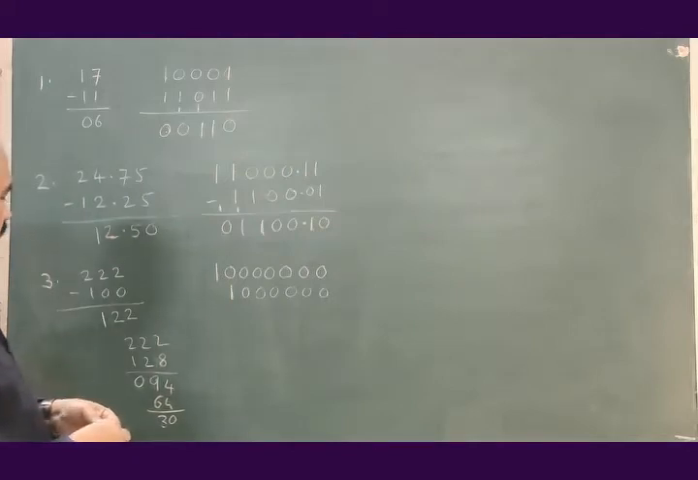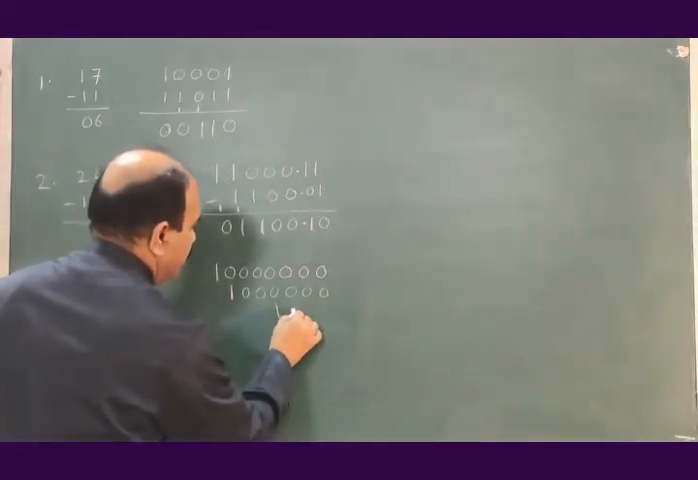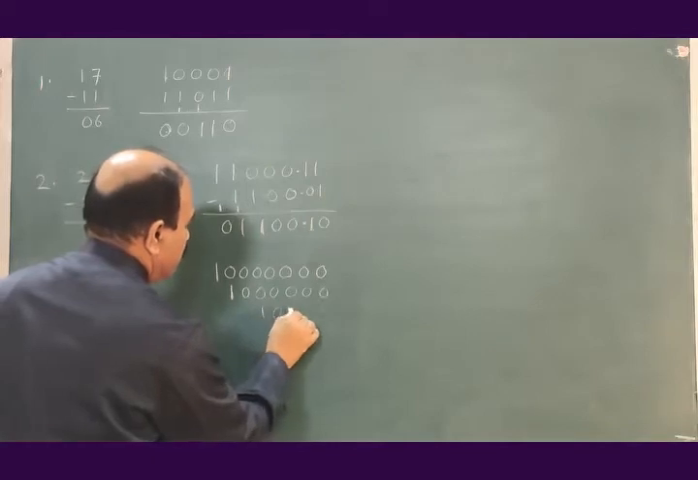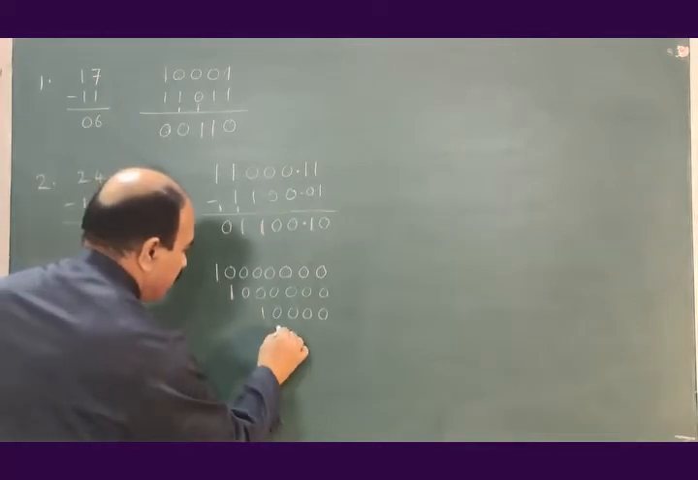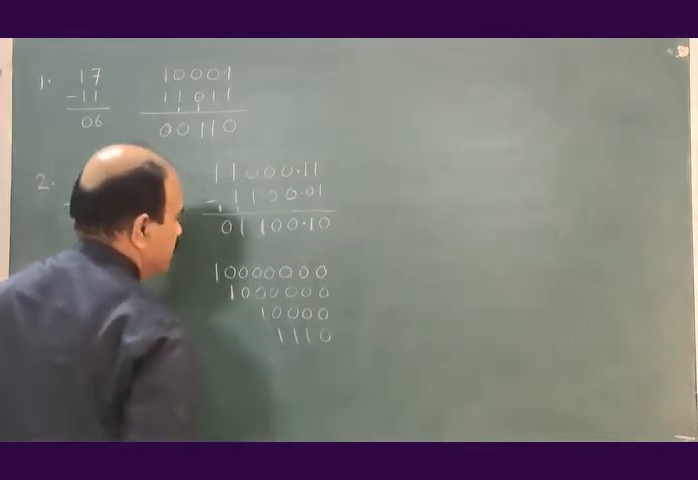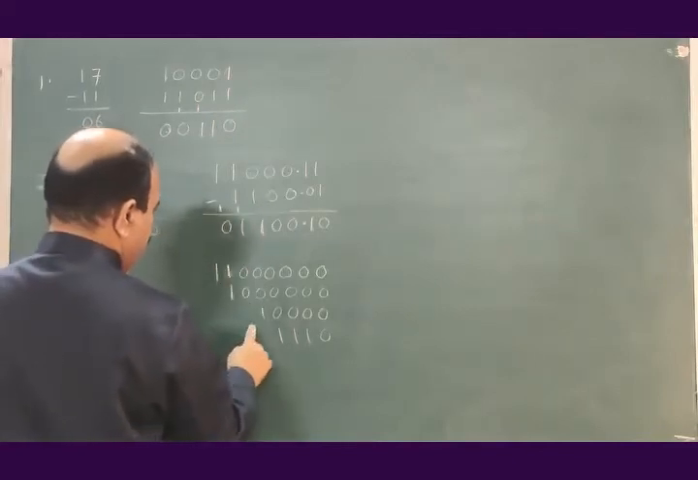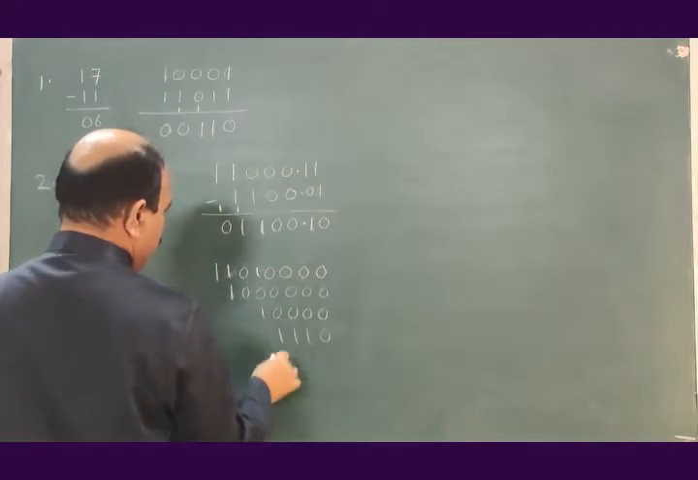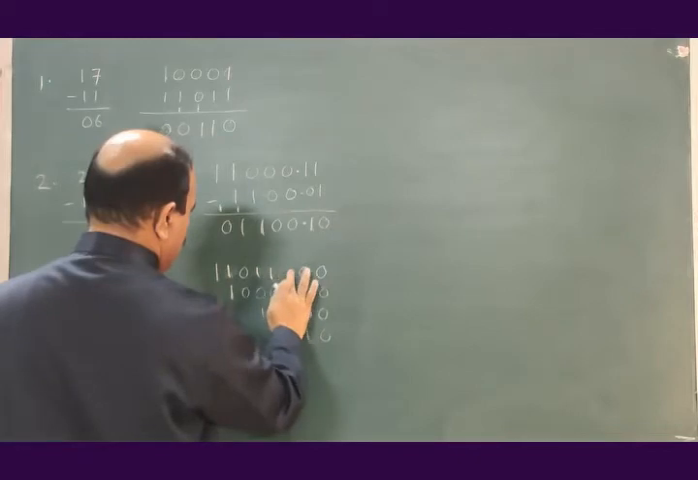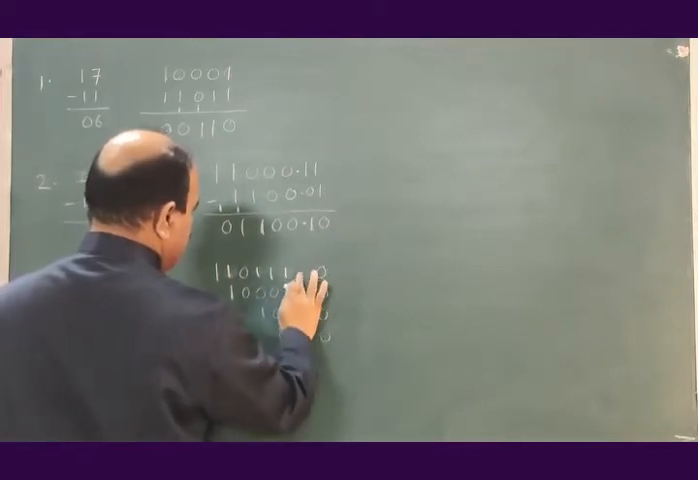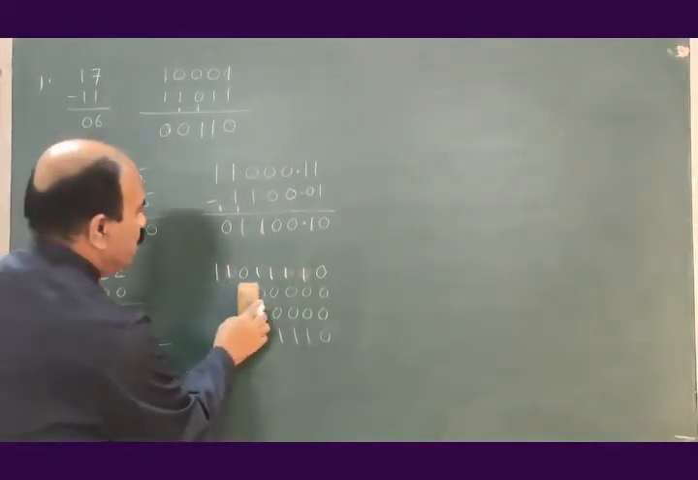To put 30, we shall go for 16 first. 1, 0, 0, 0, 0. 14 is left. 1, 1, 1, 0. And so, I have to put 1 here, 1 here, 1 here, 1 here, 1 here. It will be 222.